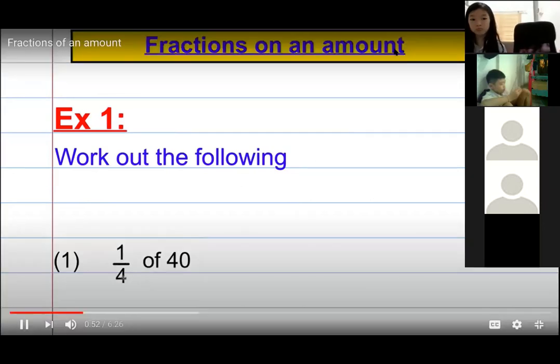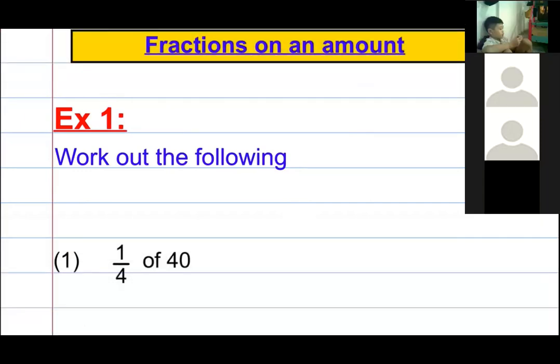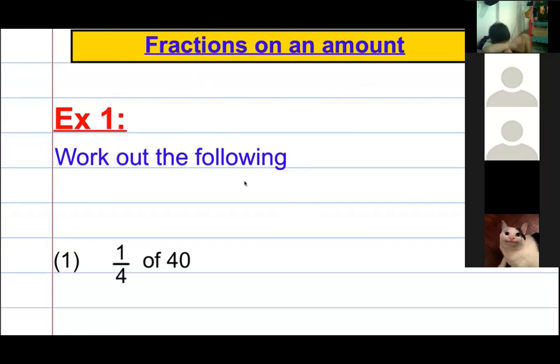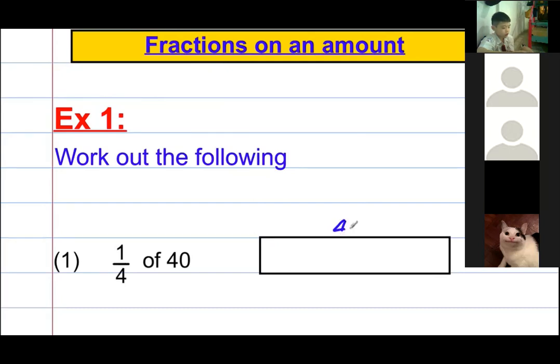So firstly, we're going to work out 1/4 of 40. And what I'm going to do in order to do this is I'm going to draw a box. And that box is going to represent the total amount, which is 40. So this box here represents the total of 40. Now I want 1/4 of 40. I want 1/4 of this box.